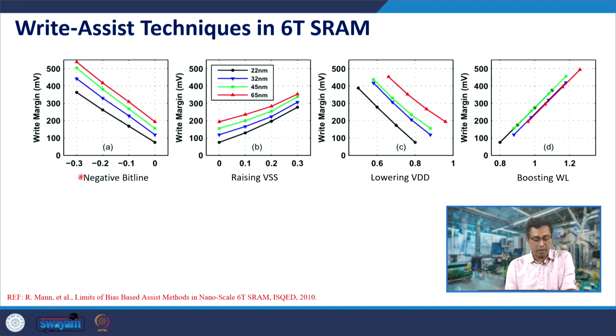So, write margin comparison with different write assist techniques was discussed in this paper, and you would see that in general the write margin improves with negative bit line, and it happens across technology nodes. This is with raising VSS, lowering bit cell VDD and boosting word line. So, all the techniques they have compared.